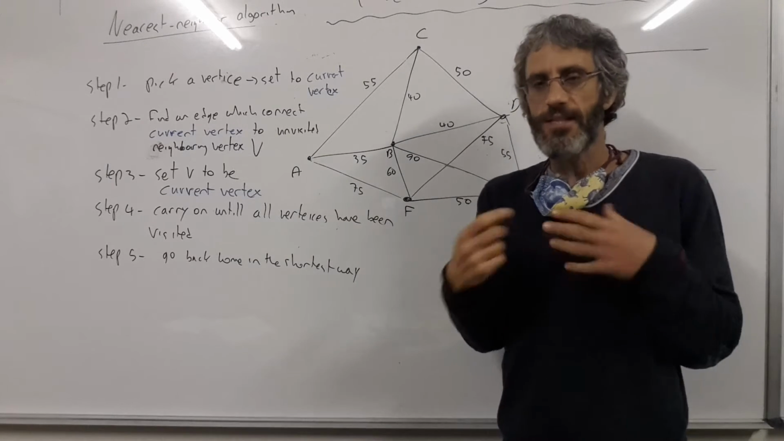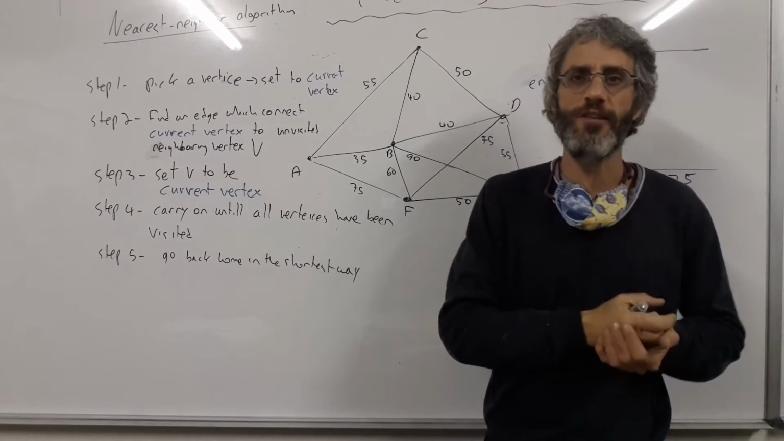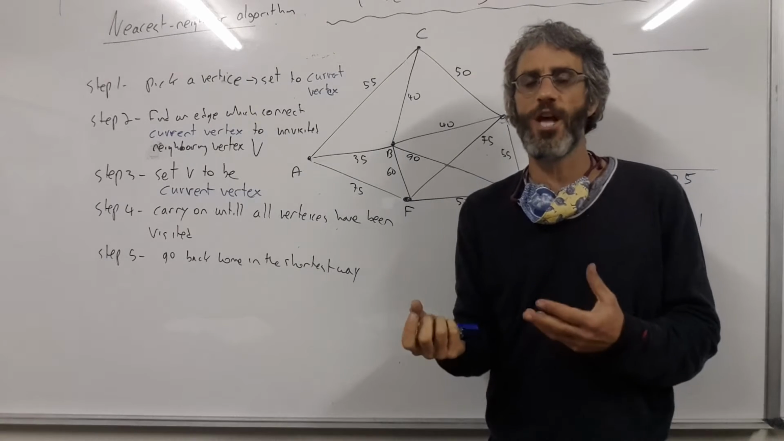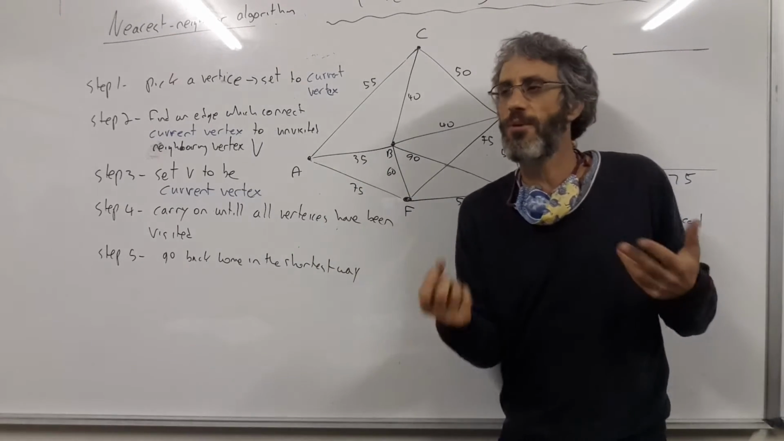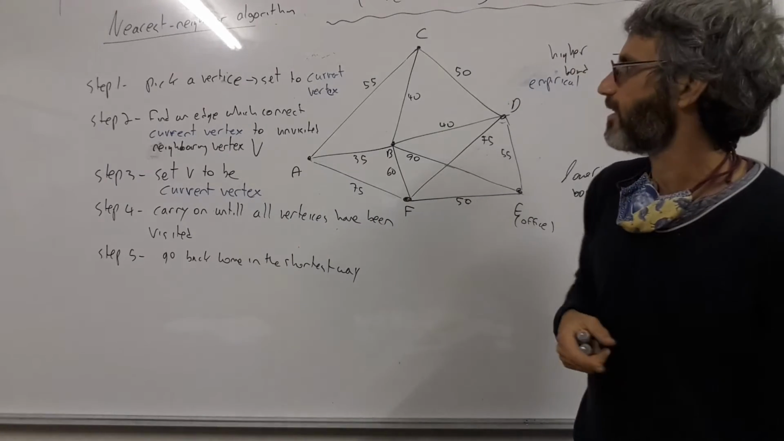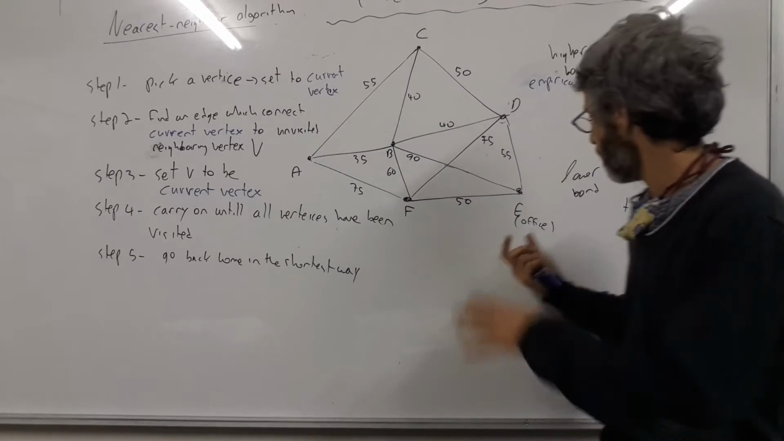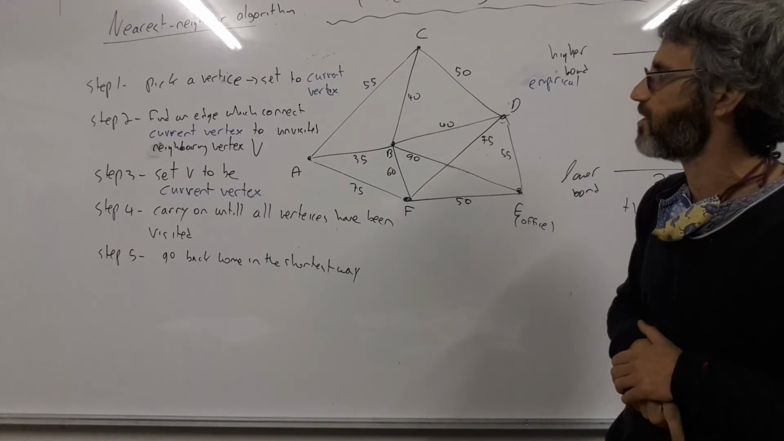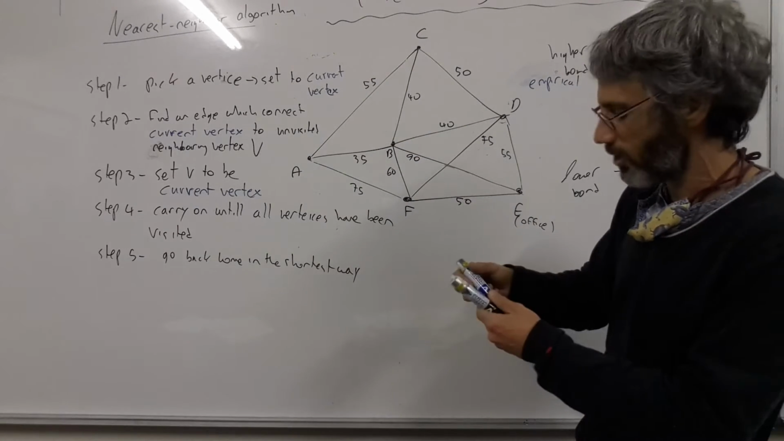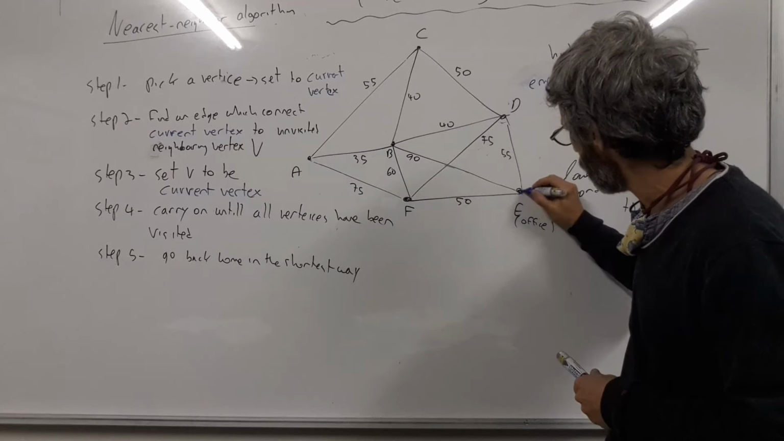If it's a salesman that's got an office, he has to leave from somewhere. If the problem specifies where you have to start and where you end, then you've got to go with that. If it doesn't, maybe you can be anywhere you want, then you can choose anywhere you want. But in this case, normally I think they will specify where to start. In this case, they want us to start with E. Pick a vertex, set it to current vertex. Okay, so that's our current vertex right now.